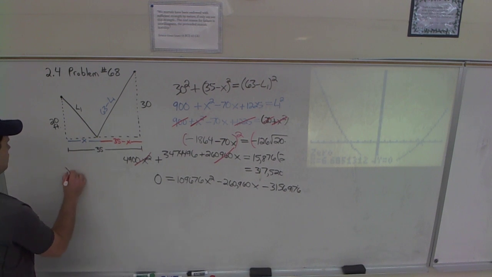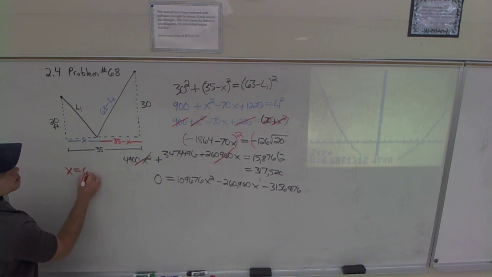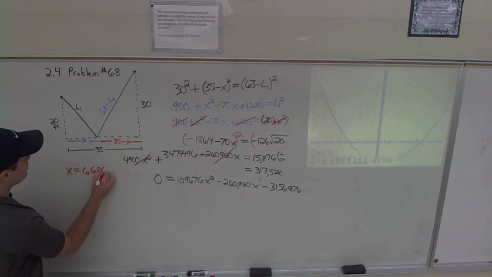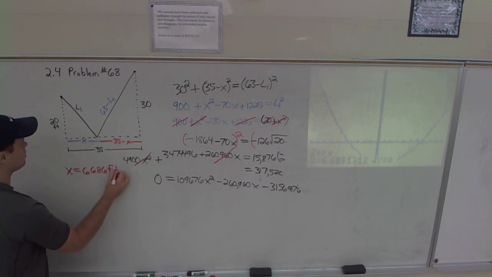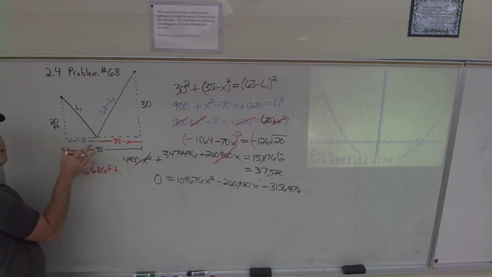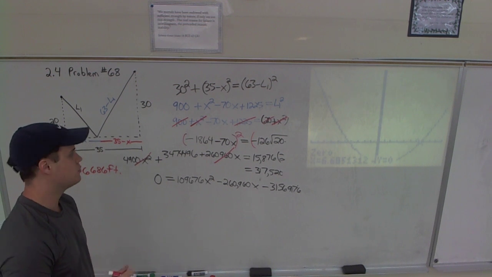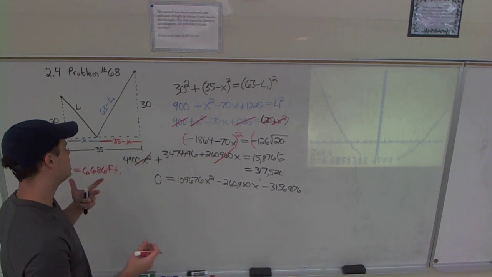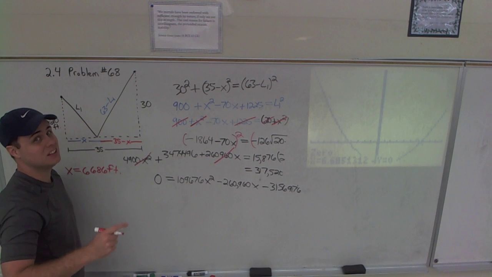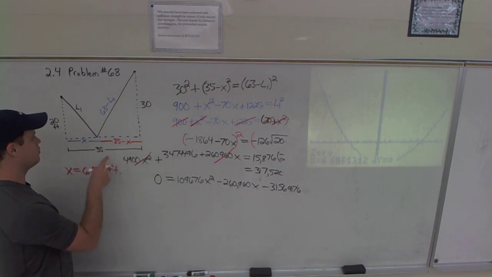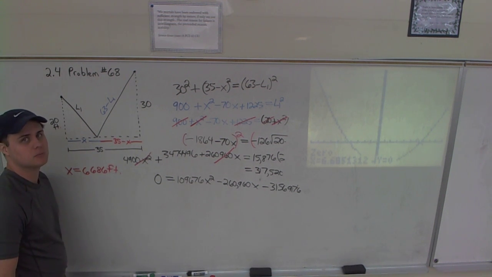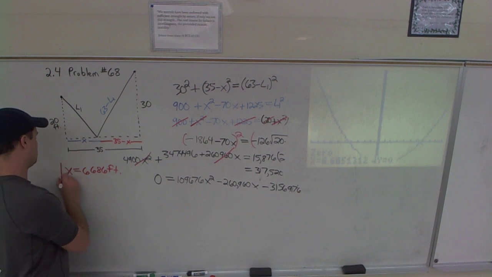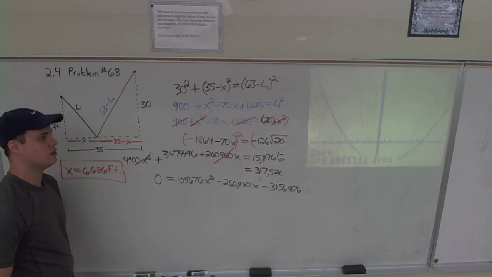So I think we're going to get that x equals 6.686. I think the units were feet. So it's 6.68 feet this way. You always have to be careful on problems like this about where the reference point is. They could have said away from the building, and I think they did in this case. So if that's away from the building, you have to subtract from 35 to get your answer. So that's where we're going to get 63 feet of rope.